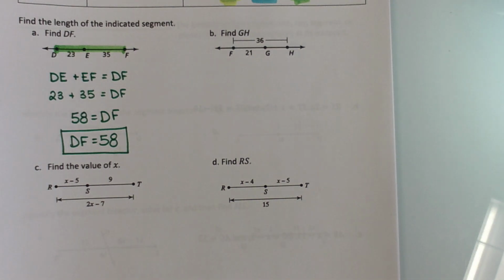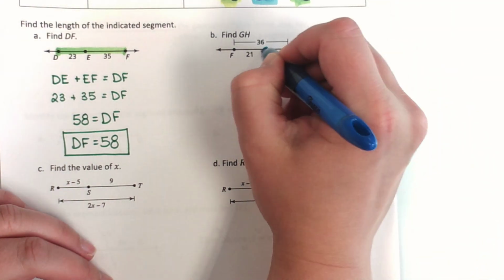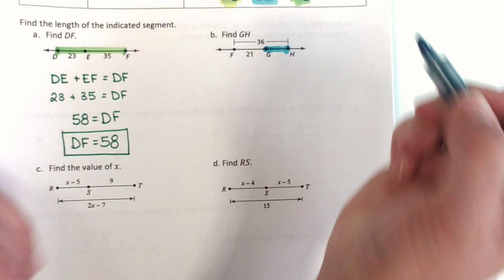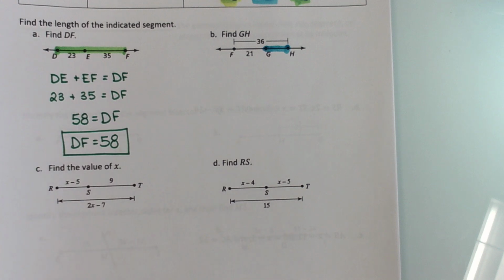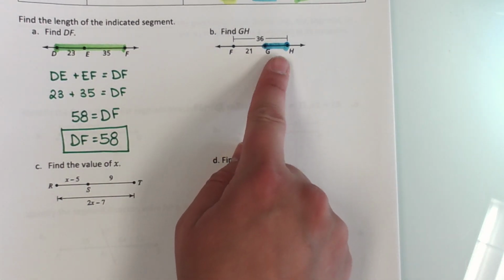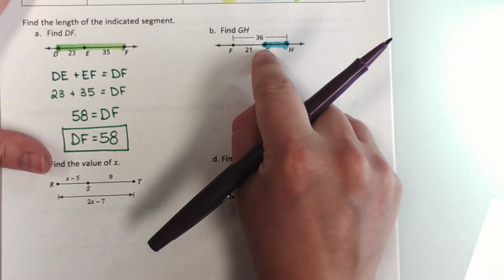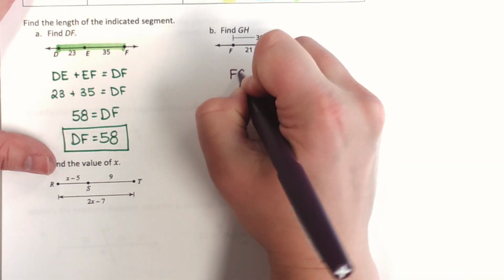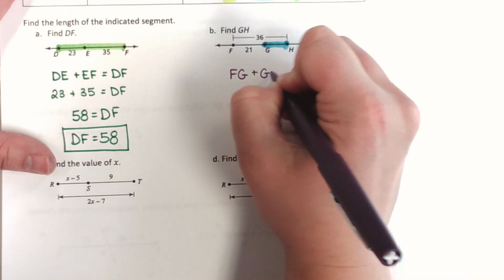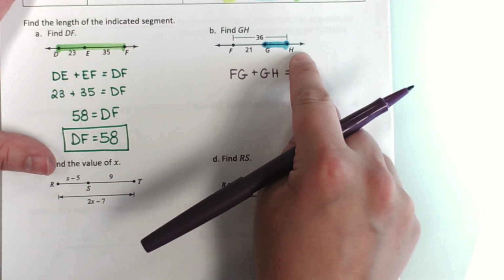Same idea works on this one. Just pay attention to what it's asking about. This one's asking you to find GH. That's from here to here. Now in this one, we were just able to add the two numbers together. Is adding 36 and 21 going to give me that smaller part? The equation that the segment addition postulate gives me, because G is in the middle, says that FG added to GH will give me the full length from F to H.